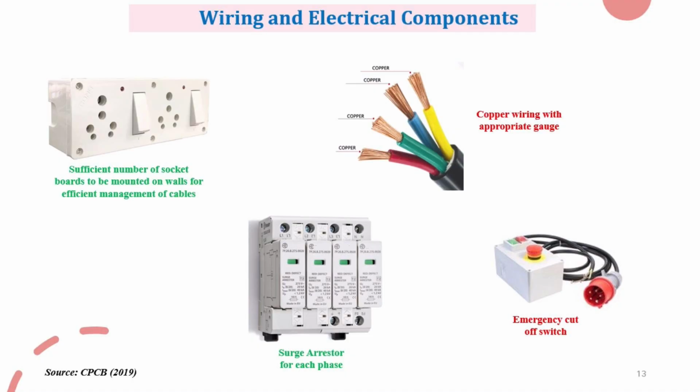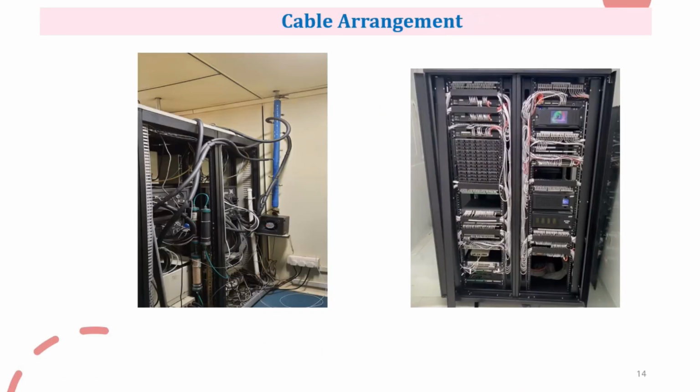When it comes to the electrical system, we need to use copper wiring that can handle both current and future loads. It's also crucial to have an emergency power shutdown system to ensure safety. Additionally, we will install a surge arrestor to protect our equipment from power fluctuations. It's important that all the cables are properly marked and organized. This makes maintenance much easier, and safety is a priority, as shown in the figure.